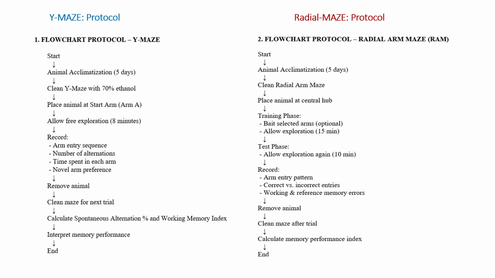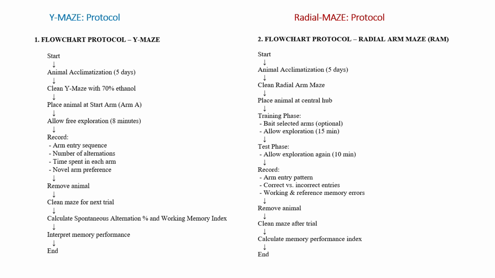First, to start the experiment, animals are acclimatized for 5 days. Then you have to clean the Y maze with 70% ethanol. You have to place the animals at arm A to start the experiment. You have to allow free exploration for 8 minutes. In the meantime, you have to record arm entry sequence, number of alterations, time spent in each arm, and novel arm preference.